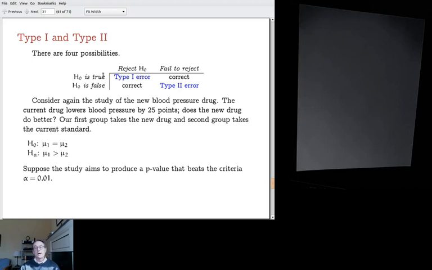Of course, if the present state of treatment is the right thing and you fail to persuade people, then the study's actually done the right thing. You've come to the correct conclusion.